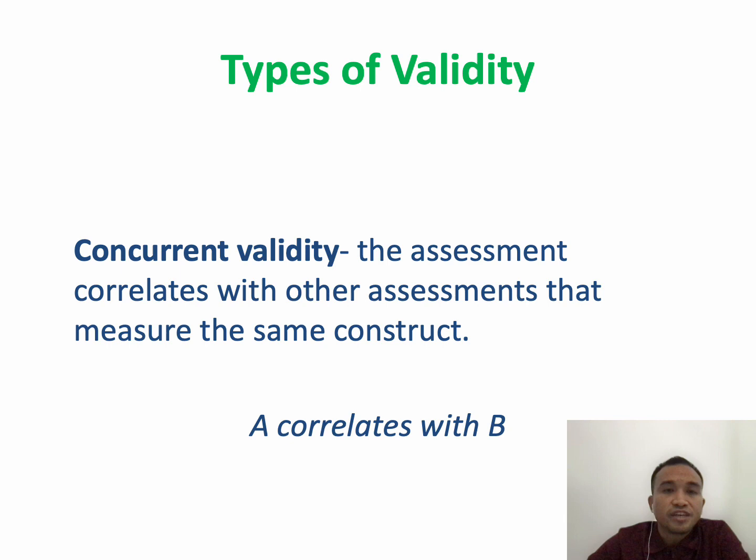We go to the next type of validity. Concurrent validity means that the assessment is correlated with other assessments that measure the same thing. For example, for a real world example, if your scale reports that you've lost 30 pounds, you would expect that your clothes would also feel looser, because the fit of your clothing is another assessment of your weight, right?